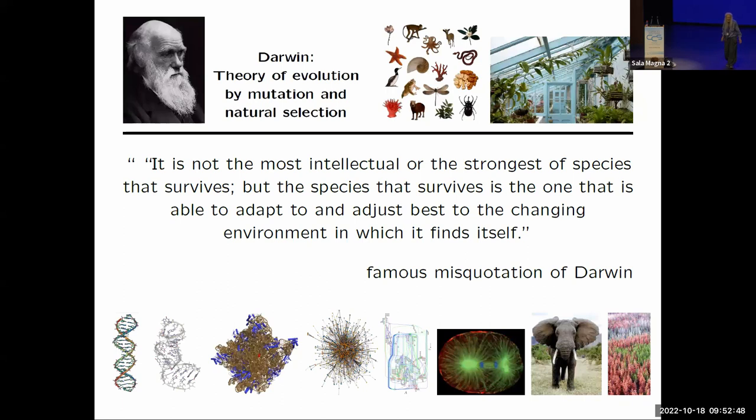Oh, I have one last one. Back to Darwin. There's another quote, which was actually never said by Darwin, but is often attributed to Darwin: it's not the most intellectual or the strongest of species that survives, but the species that survives is the one that's able to adapt to and adjust best to the changing environment in which it finds itself. That is something that somebody got out of his writings. However, as I just said, this has been a kind of taboo in biology because these long-term processes are being ignored. And indeed, they don't come out of the models when we don't put this multi-levelness in nature in it. Okay, that's it.